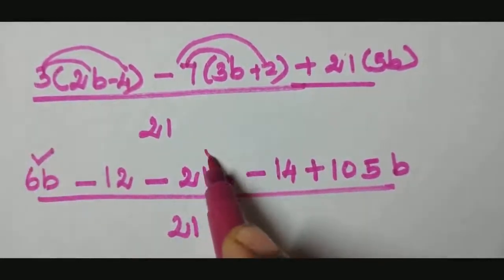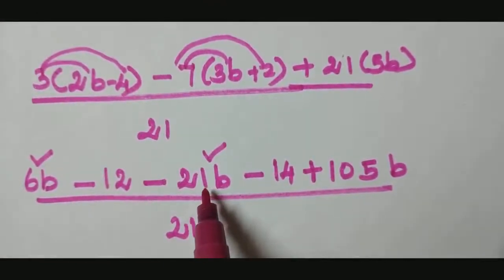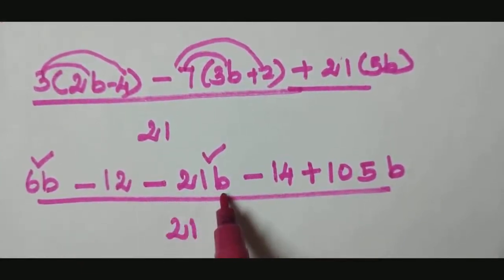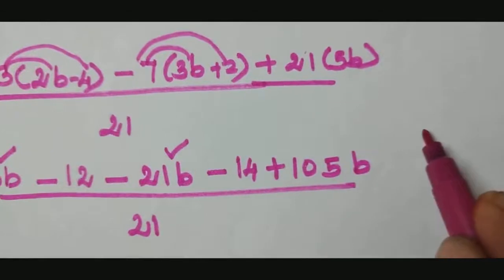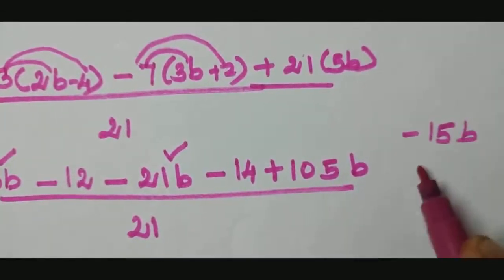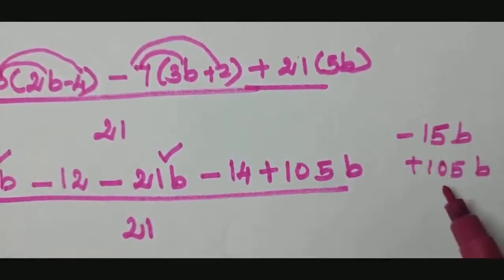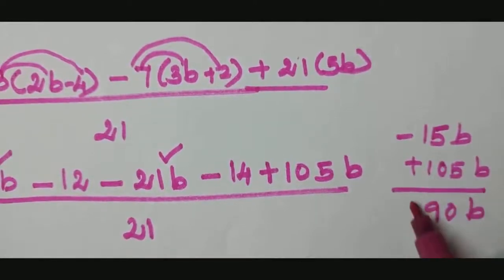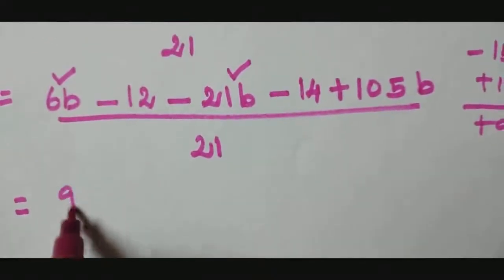6b minus 21b. When it is in two different signs, you should subtract and write the greater number's sign. So the difference between 21 and 6 is 15. Here the greater number's sign is minus, so minus 15b. So here it is plus 105b. So now we have to simplify minus 15b and plus 105b. When it is in two different signs, you should subtract and write the greater number's sign. The difference between 105 and 15 is 90b and the greater number's sign is positive here. So this is plus 90b. So you can write here 90b.